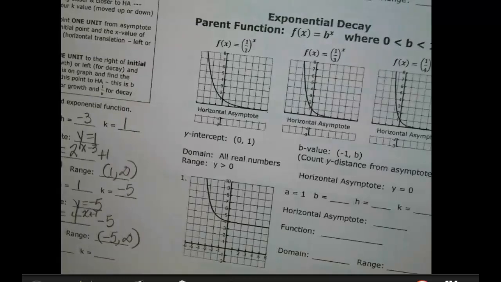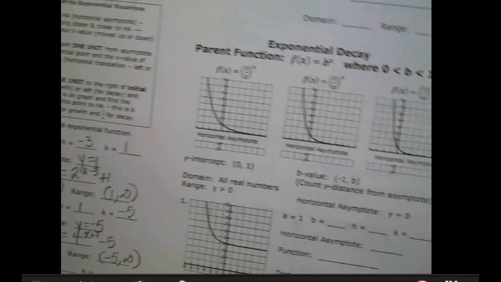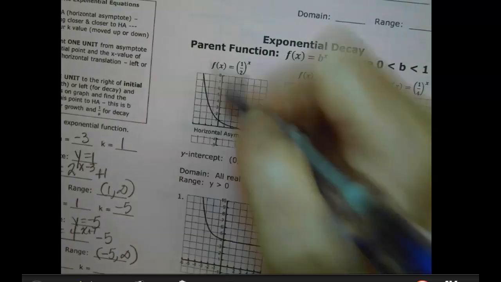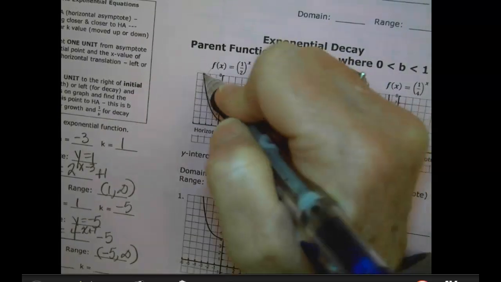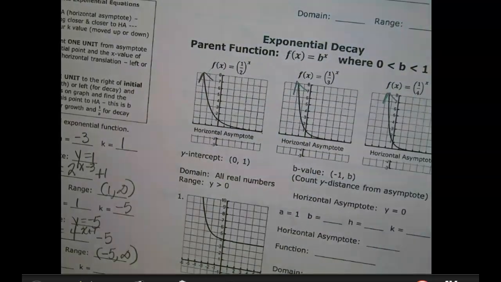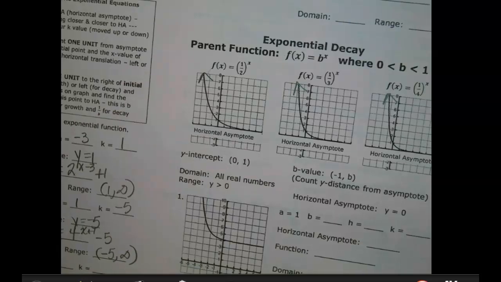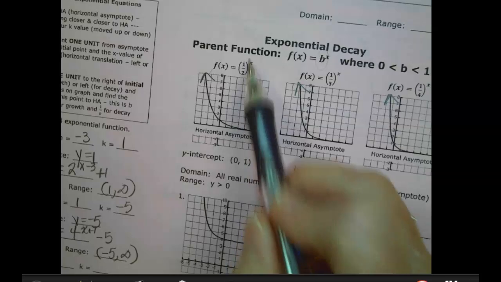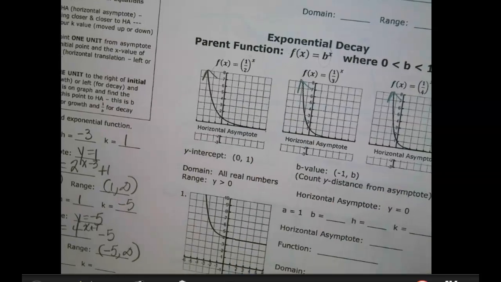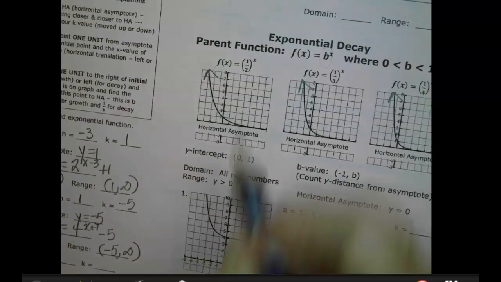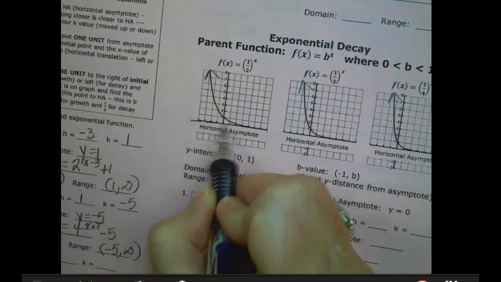Now, if you look at the next one, this is an example of an exponential decay. The reason I know it's a decay is it's not getting bigger on the right, it's getting smaller on the right. It's up on this side, and that tells me it's a decay. The only thing that's going to change is that when it's a decay, we're going to make the b a fraction, 1 over the number we find. So if I look here, here's my asymptote right here.